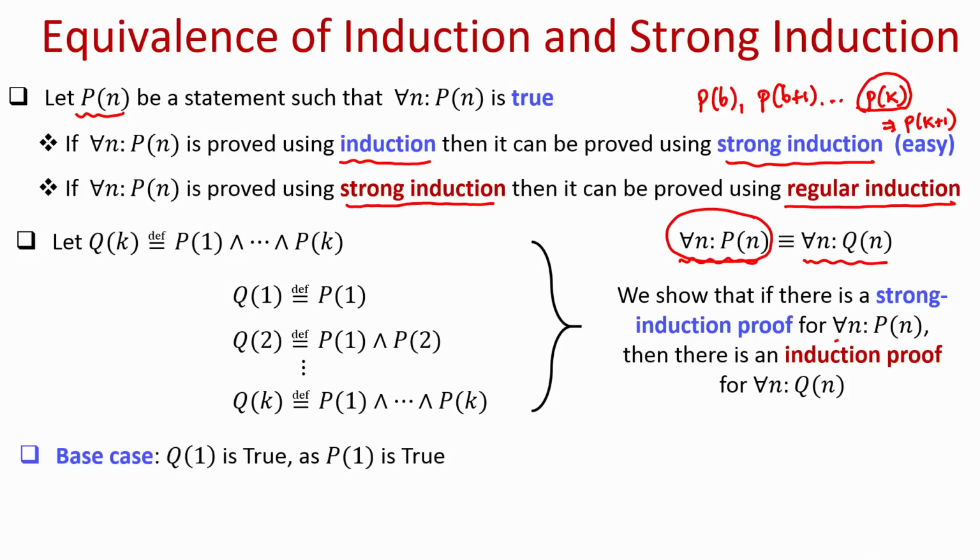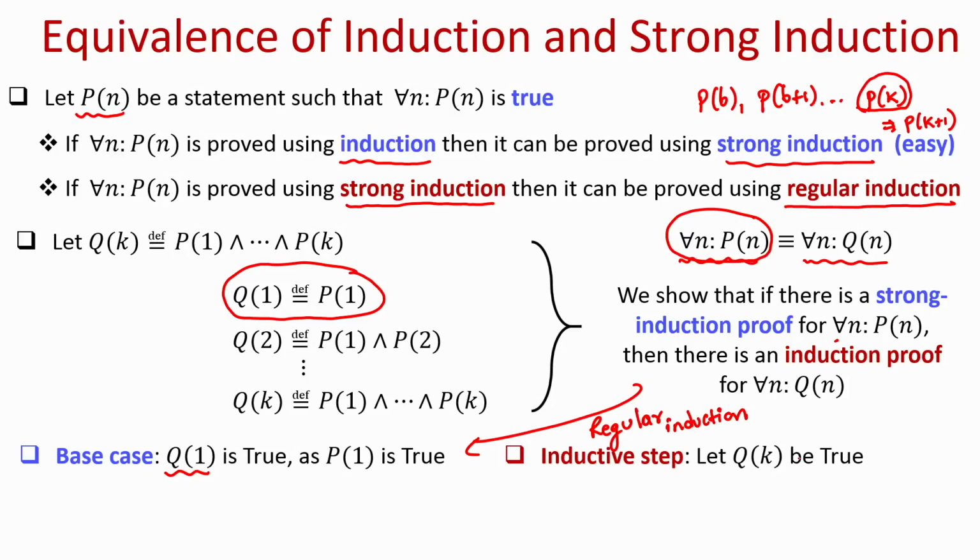So, let us see a regular induction proof for proving my universal quantification that for all n q of n is true. So, my base case will be q of 1, and q of 1 is true because as per my definition q of 1 is p of 1, and I am assuming here that there is a strong induction proof for universal quantification for all n p of n. In that strong induction proof there will be a base case, the base case will be p of 1, and since p of 1 is true, I can conclude that q of 1 is true. Now, let me prove the inductive step for this regular induction proof.